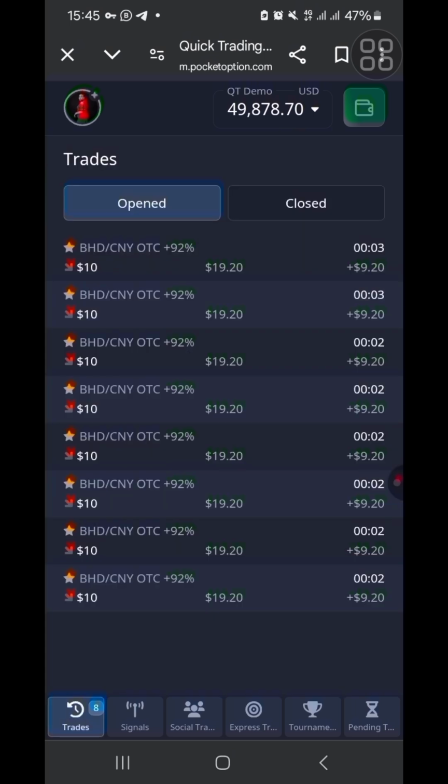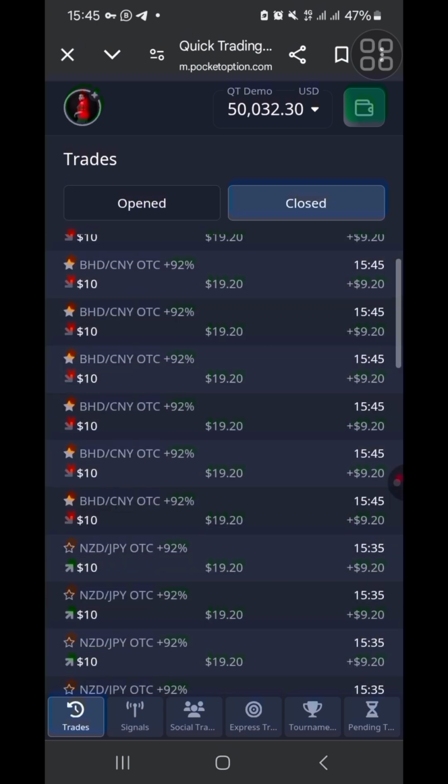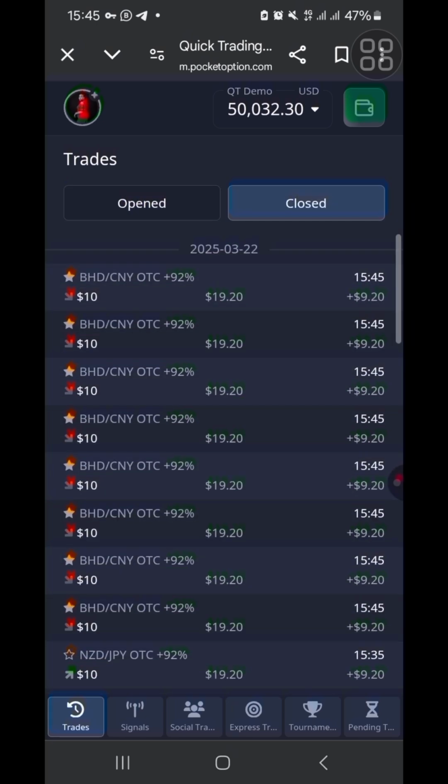And guys, I took 8 trades and all of them are hits back to back. Guys, look at it. It was a hit back to back. Why? Because I waited for the right time, and I took 8 trades and all of them were profitable.